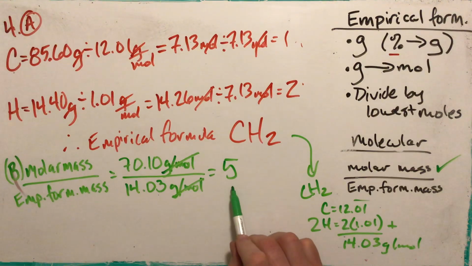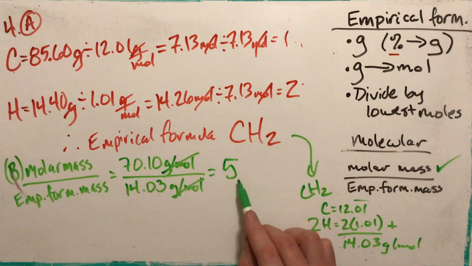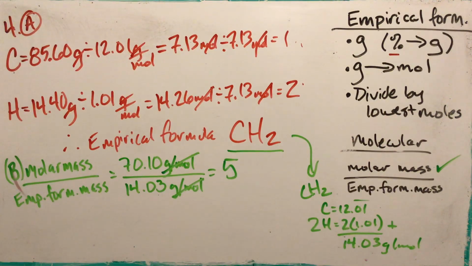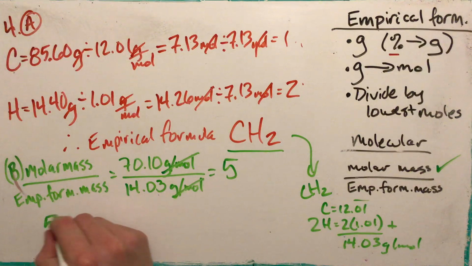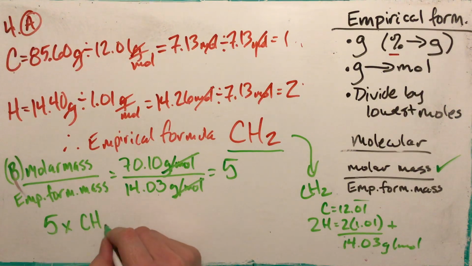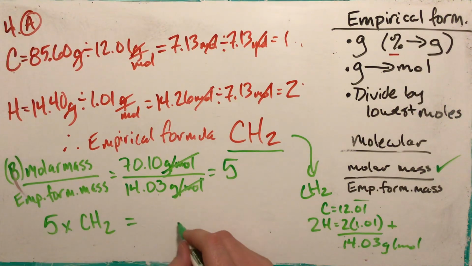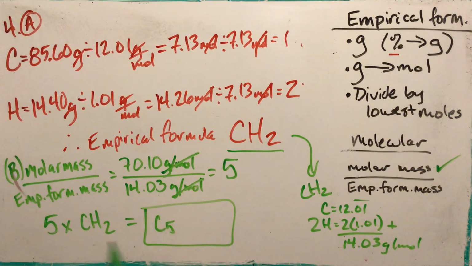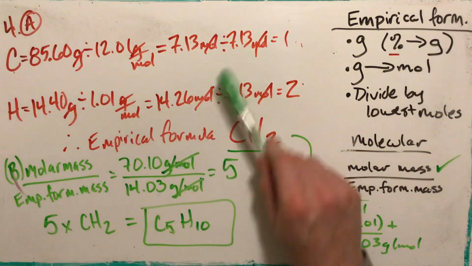And again, if this was 4.97, if this was 5.02, I round that off. This is my multiplier of how much bigger the real thing is than this. So I take that 5, I multiply my empirical by it, and I end up with the final answer of C5. 1 times 5 is 5. And 2 times 5 is 10. So C5H10. That's the final answer for number 4. $1 million answer right there. All the units are shown all the way through.